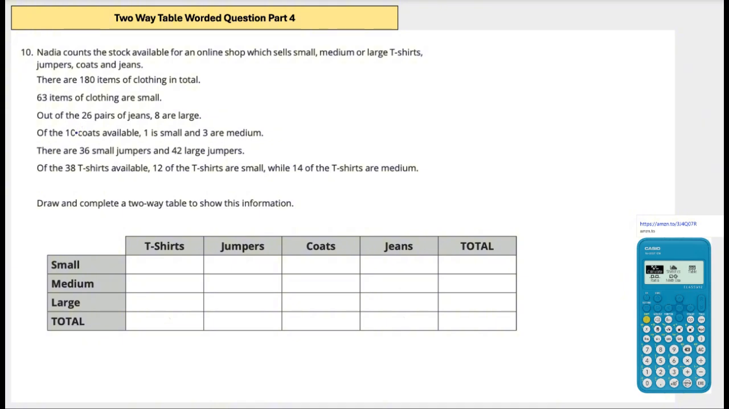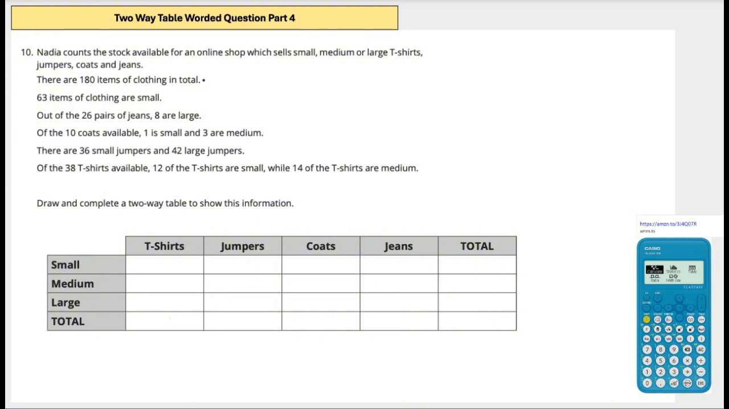And we've got medium or large. We've got t-shirts, coats and jeans, and our total. So as before, we've got to have a total here and a total along this line. So let's start off. All I've done is systematically gone down. This is what I've done. So I'm going to fill in what we know.